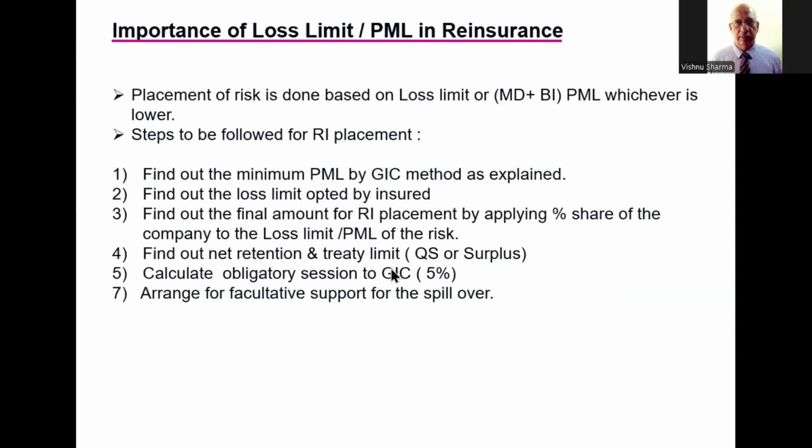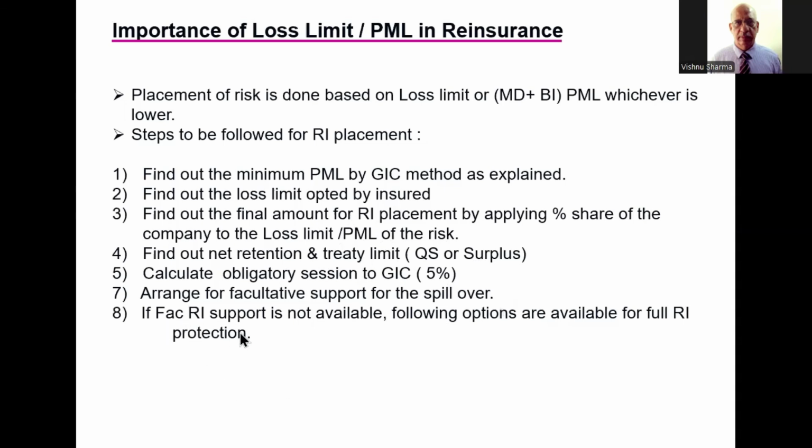And if it is not absorbed within the treaty limits of the company, three things: your retention, treaty limit, and GIC 5% obligatory cession. If it is not placed within these three parameters, then whatever is the spillover has to be arranged on facultative basis. Okay, I'll explain that also. If facultative support is not available, then what are the options available?